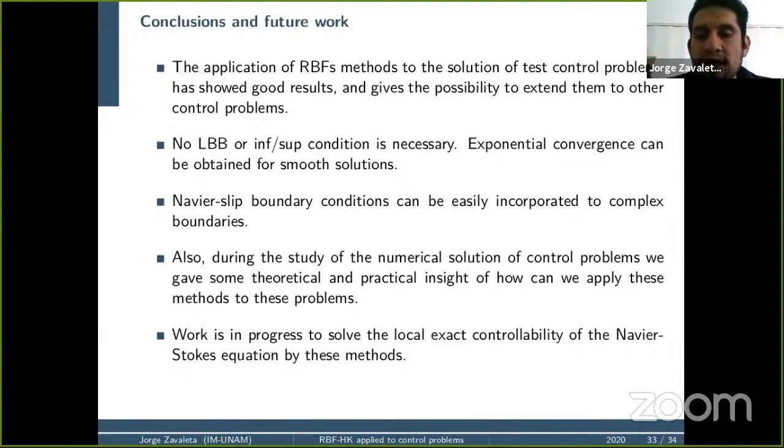Marbach and Coron are studying the small time global controllability, and we are also interested in these problems. And the advantage here is that, as I said, there is no need to fulfill the LBB or inf-sup condition because we are using divergence-free spaces of approximation. So this is one of the advantages against finite element methods.